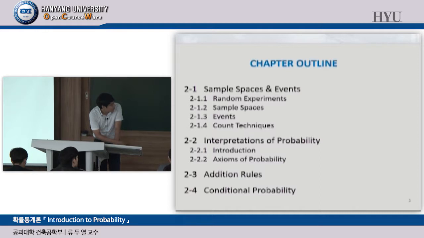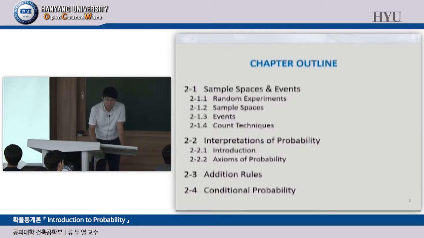The sample space is called 표본 공간 in Korean. And in this chapter, we are going to study about the random experiments and sample spaces and events and counting techniques. After finishing the chapter first, we are going to study about the interpretations of probability. So how can we interpret the probability? And then we are going to study about the axioms of probability.